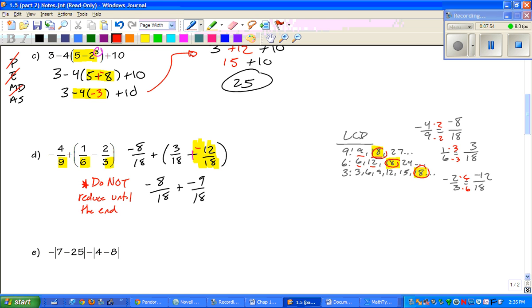Okay, because if we reduce now, then we're going to have to find another LCD and all of that stuff, and we don't want to do that. So let's take a look. We're adding, and we have like signs, so that means we can just add those numbers up. 8 plus 9 gives us 17, and that is a negative 17, and we cannot reduce that.